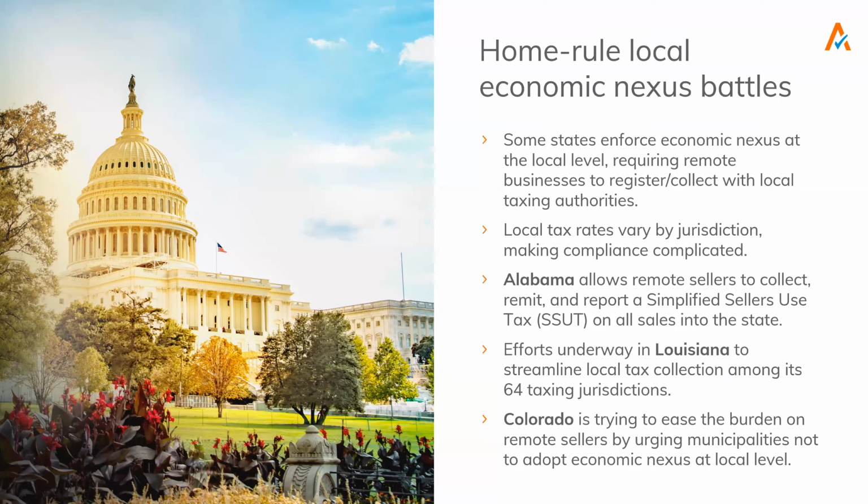You have some states, however, like Alabama, they have some remote sellers programs like SSUT that can help simplify. And there's efforts in Louisiana to streamline the process of tax collection in its 64 individual taxing jurisdictions. So we are seeing some movement in certain areas to simplify the local level tax obligation, but at the end of the day, this is an area that's still evolving, still growing, and to be ahead of compliance, it's something you do have to monitor.